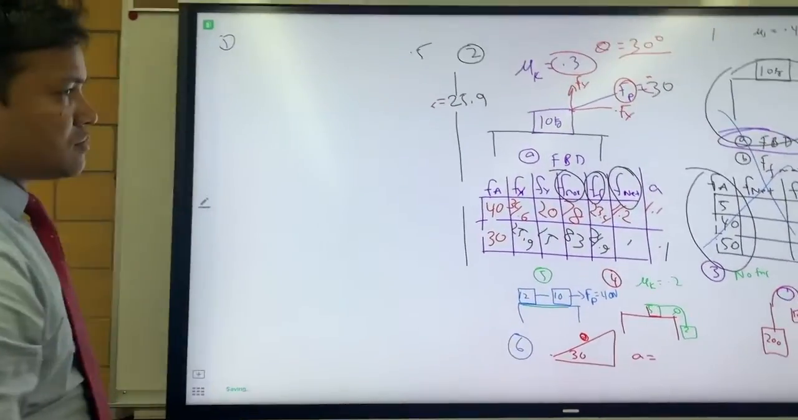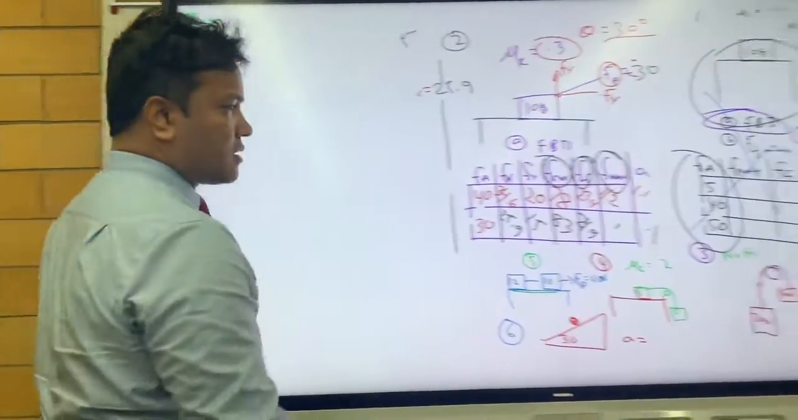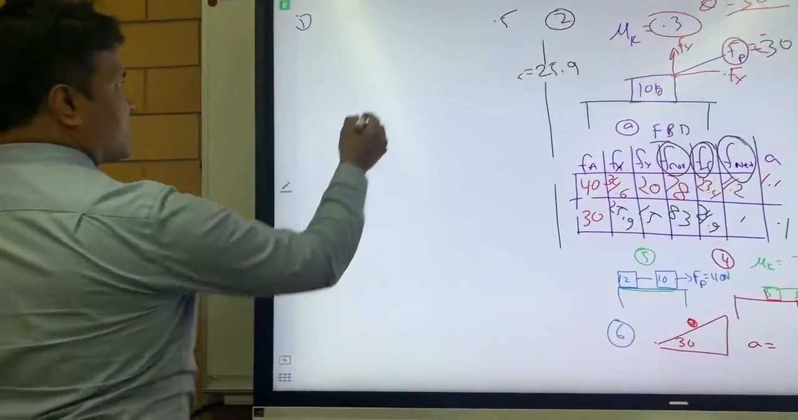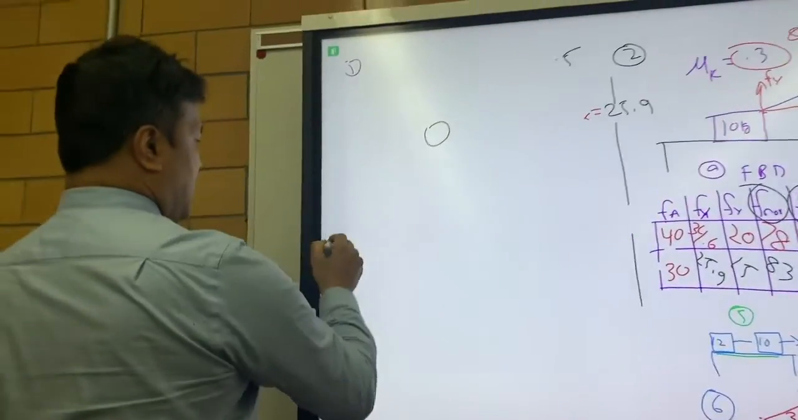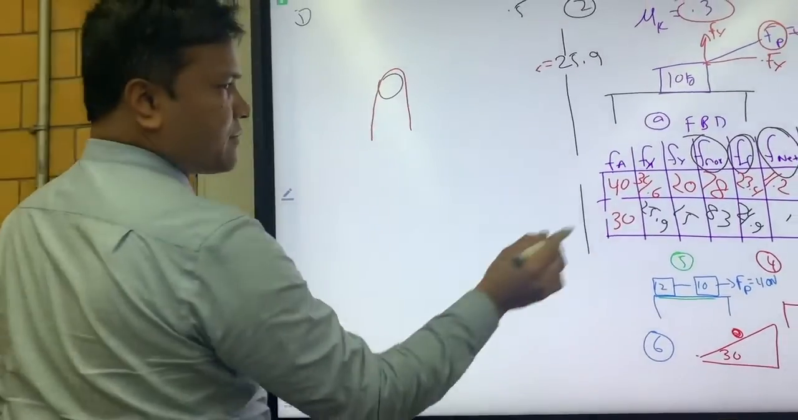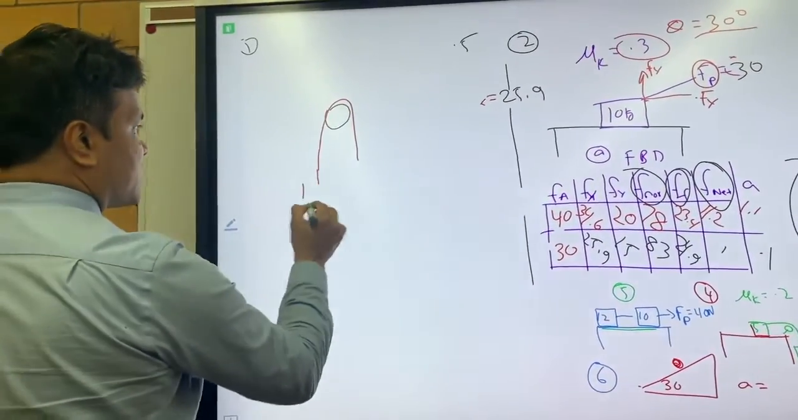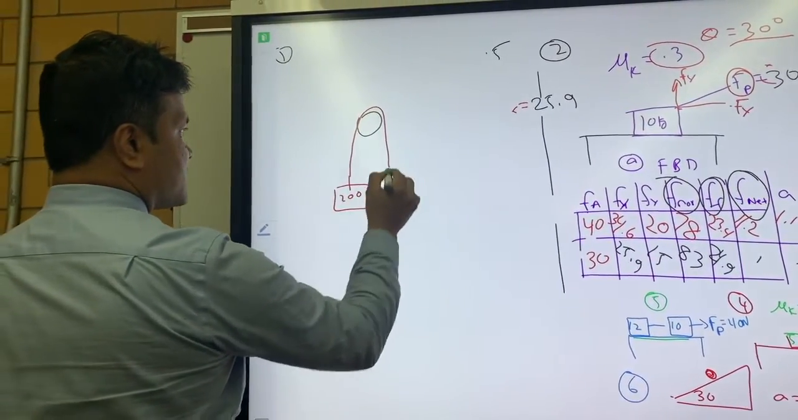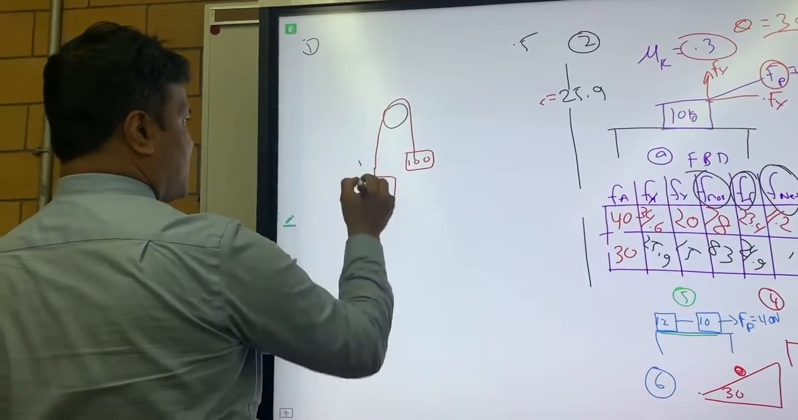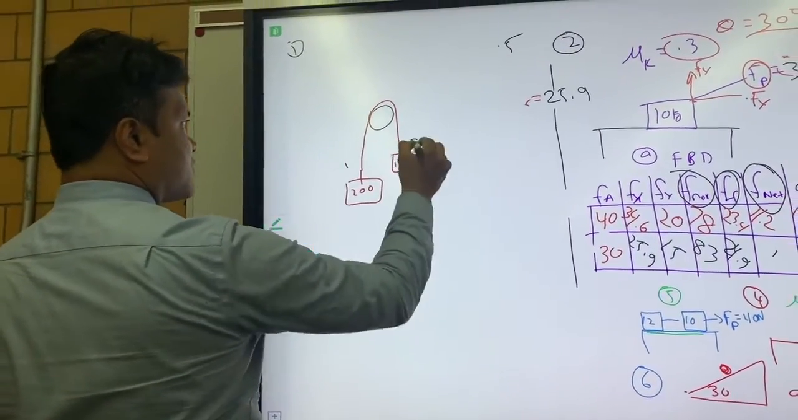Now I'm gonna do only 2 more. Okay, now let's do the elevator problem. So now I'm gonna put the elevator over here. I have the elevator set up over here. This is 200 and this is 100. Let's call this one 1 and this one 2.